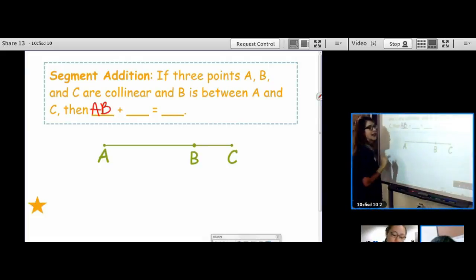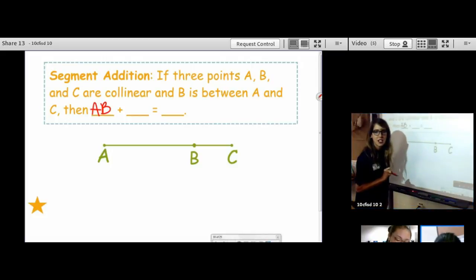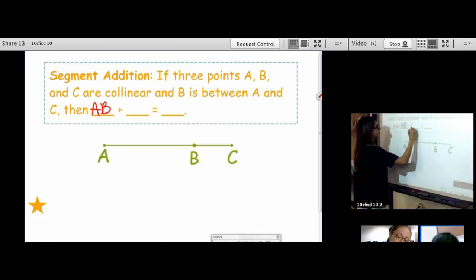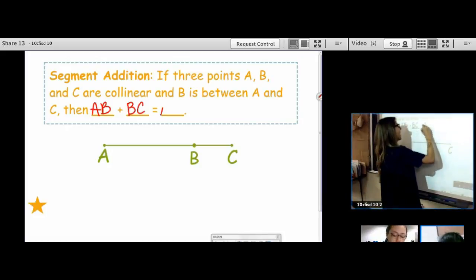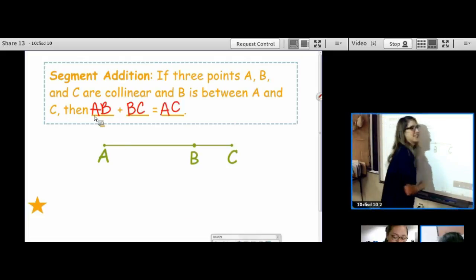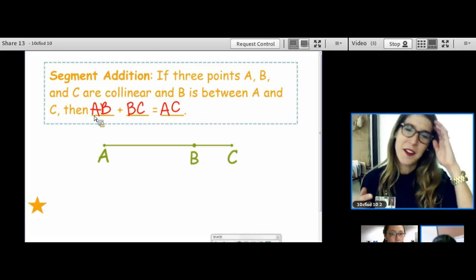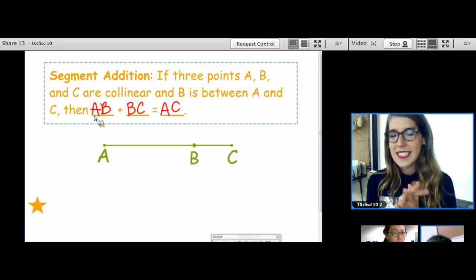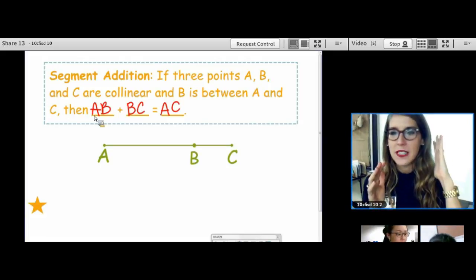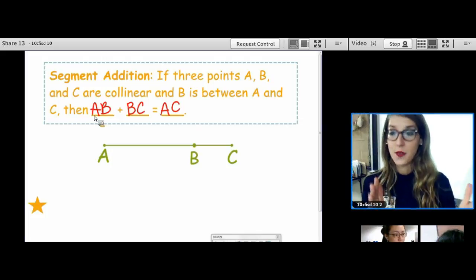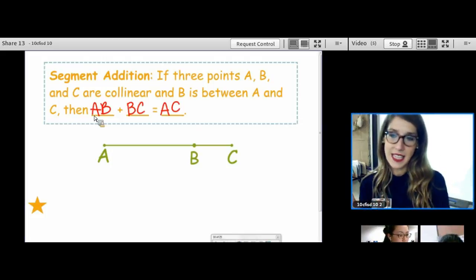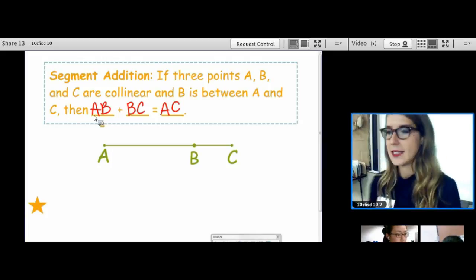AB plus what? Do you know? BC equals, that is like groundbreaking news, right? Okay. I totally got it. That's called segment addition. So segment AB, the distance from A to B, plus the distance from B to C, equals the distance from A to C.